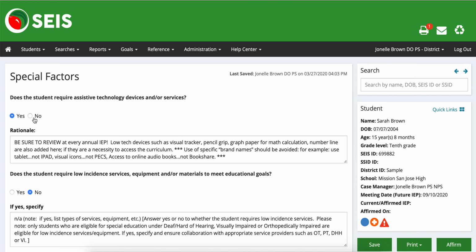Okay, so in the rationale, you also want to make sure that you are including this for either yes or no. And any systems or services recommended by the team should be included here. So you don't want to use specific brand names. I'm going to highlight that area here. Use of specific brand names should be avoided. For example, use tablet, not iPad, visual icons, not PECs. So make sure that you're not using a specific brand name in this area.